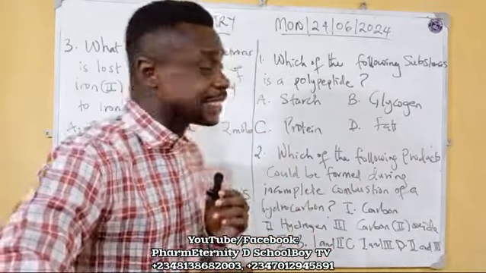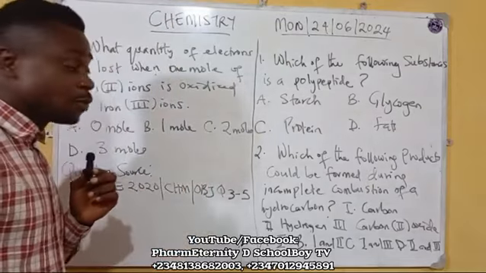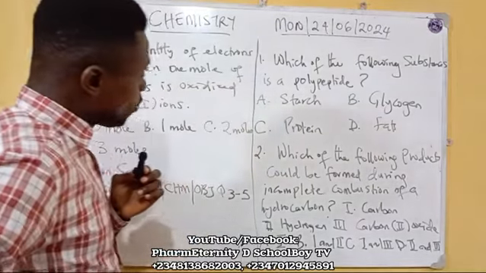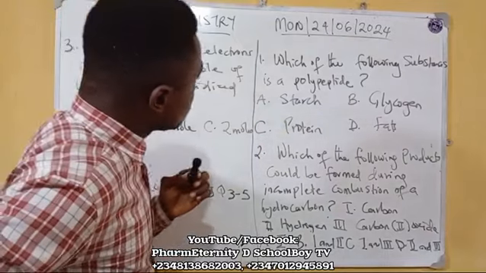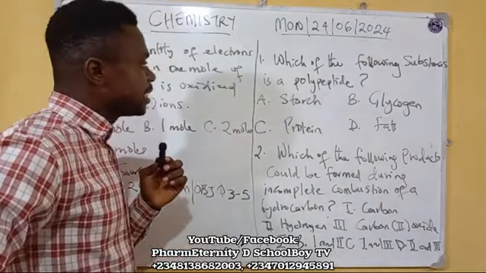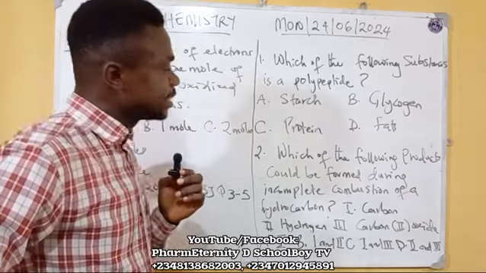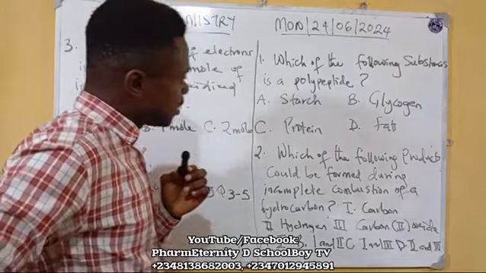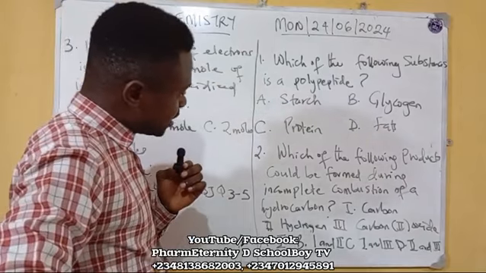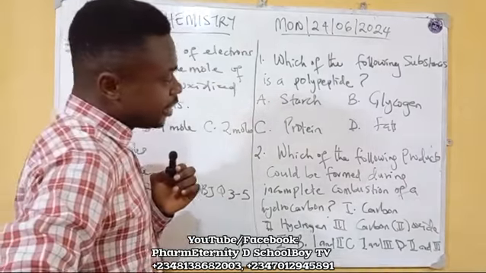Today we'll take a look at chemistry and we have some questions on the board. Question number one says, which of the following substances is a polypeptide? A. Starch. B. Glycogen. C. Protein. D. Fats.